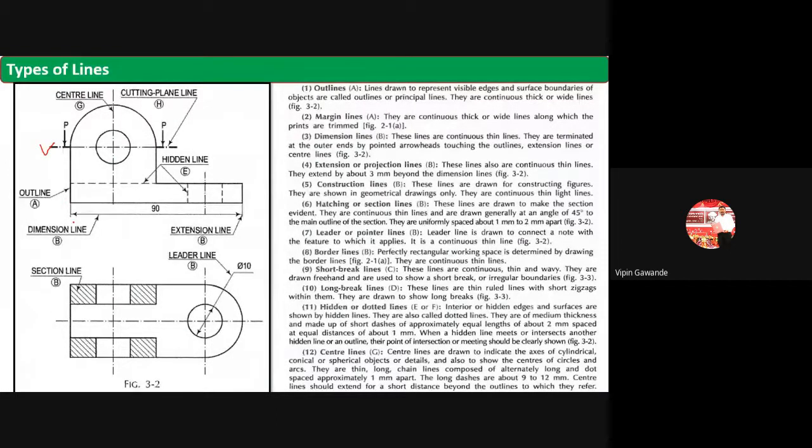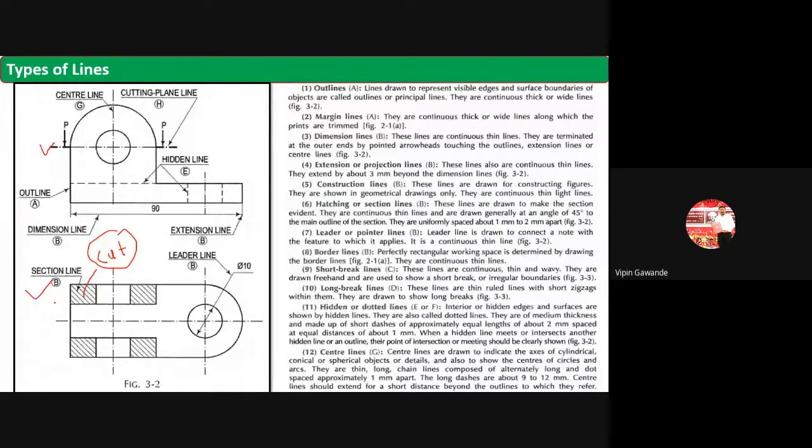And then for dimensioning, we have extension lines. Whenever we cut any part or any model, the solid object, we get section lines. The cut part is shown using the section line. So this is very important.